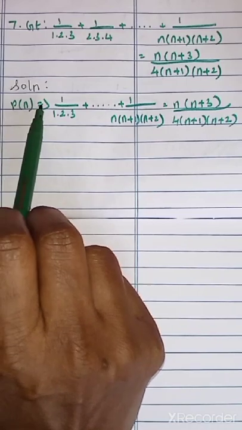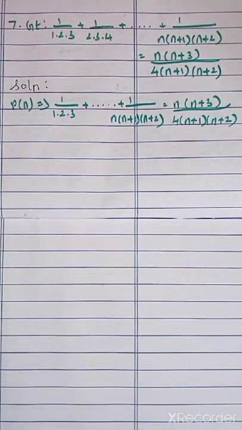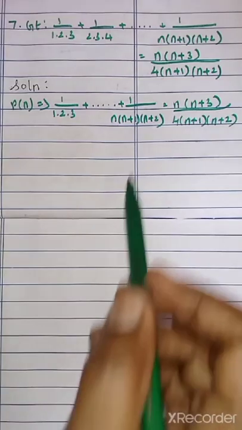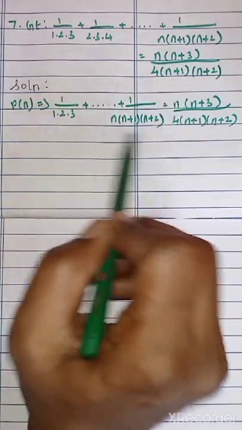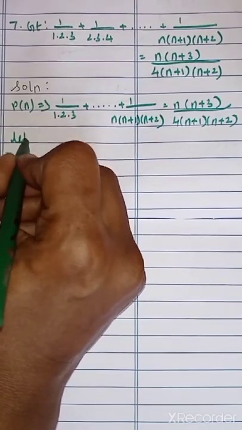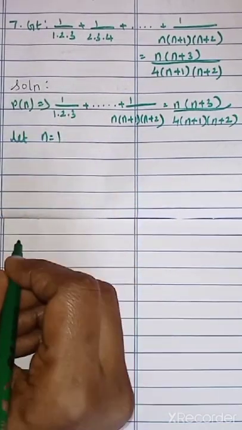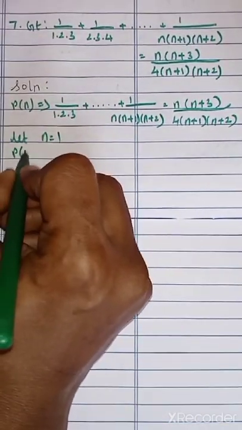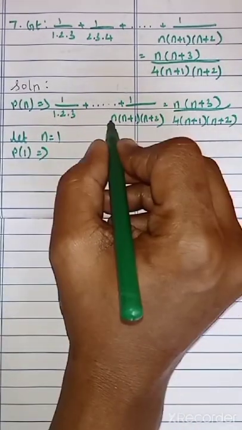Okay, let's see the solution. What is the first step? Whatever the question is given, that we have to take as P of n, correct? So this whole statement we are taking as P of n. What is the next step? Let n equal to 1. So this will become P of 1, implies n equal to 1.